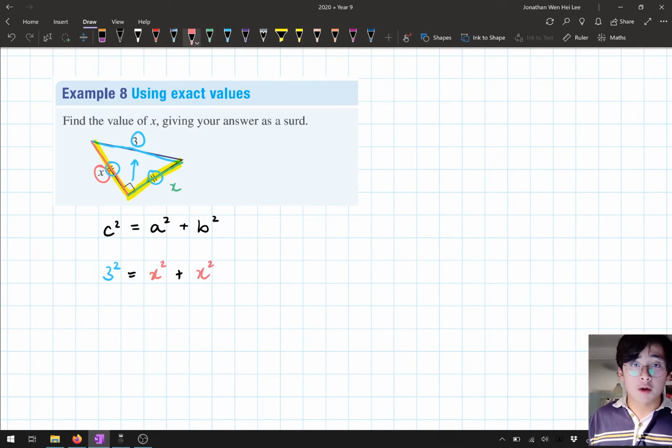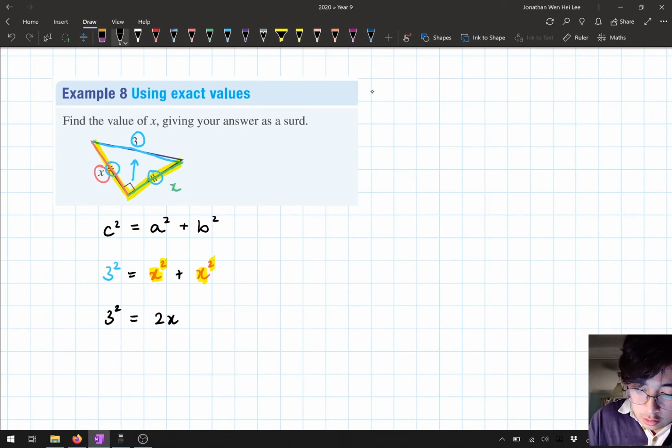Now, in the last topic, we had a look at something that looked exactly like this. These two are called like terms. They have the same pronumerals and the same powers of each one of those pronumerals. They both have x's, and both of these x's are squared. So we can add them together. If I have one x squared and another x squared and I add them together, how many do I get? I get 2x squared. So in the following step, I've got 3 squared is equal to 2x squared. Okay, I'm going to rearrange my equation now.